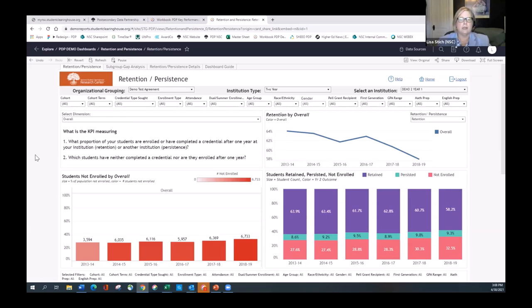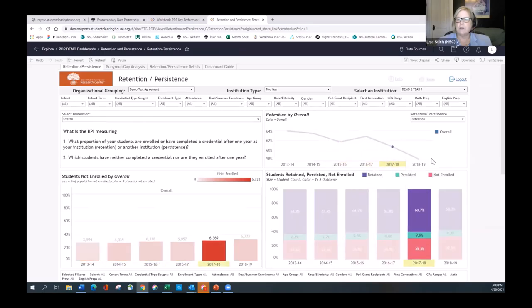Retention is enrolled for a second year or have already completed a credential after 1 year. And persistence is students who started at my institution but left and are persisting at another institution. So here is that dashboard. You'll see our typical four quadrant view. This is our retention rate.